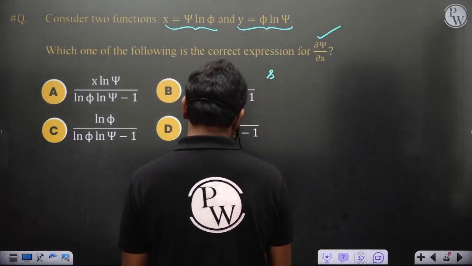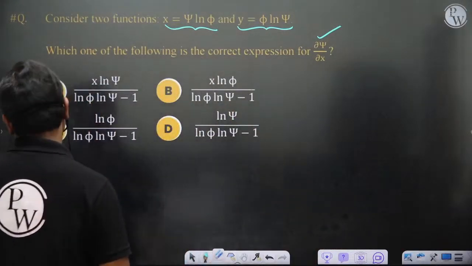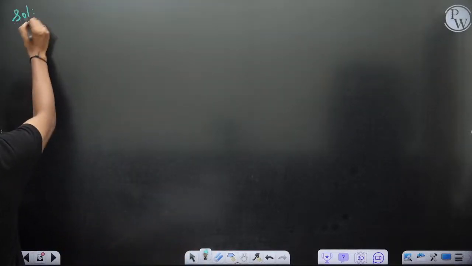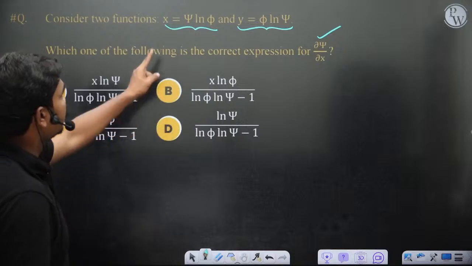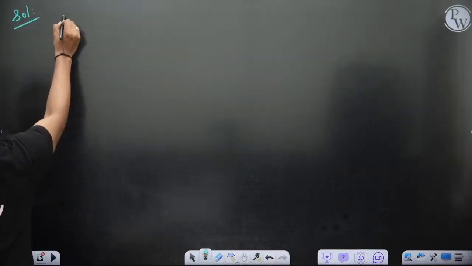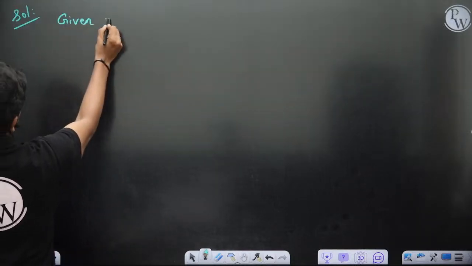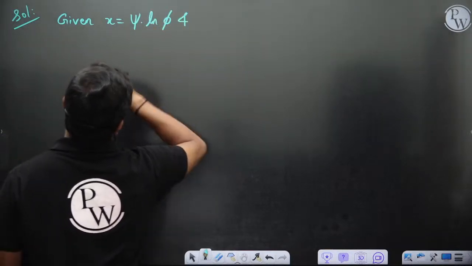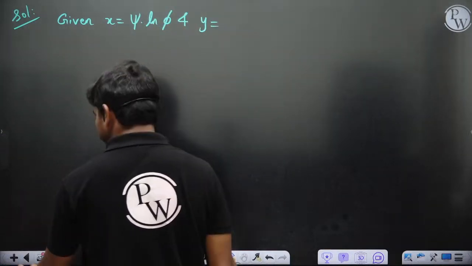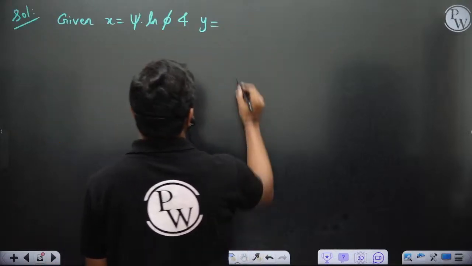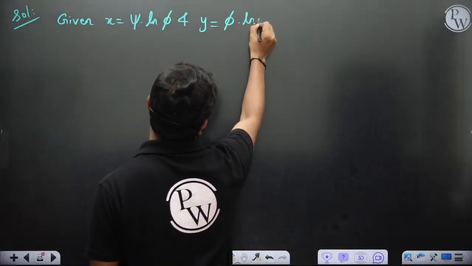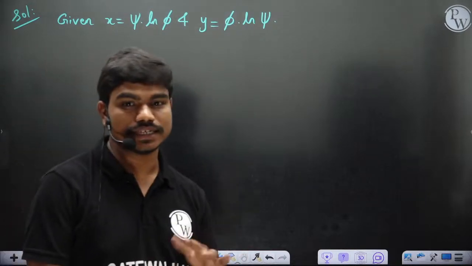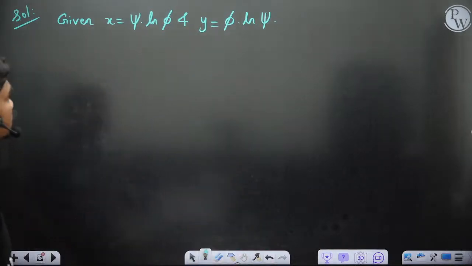Solution. Let's try to do something here. Let's check it up. Given x is equal to psi ln phi, and y is equal to something they have given. What is that? Phi ln psi. So this is phi times ln psi. As far as I remember, this is a question from 2019.